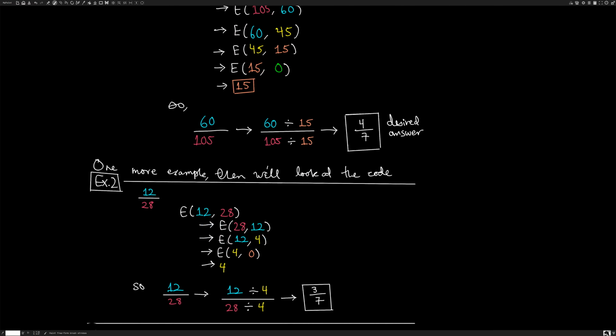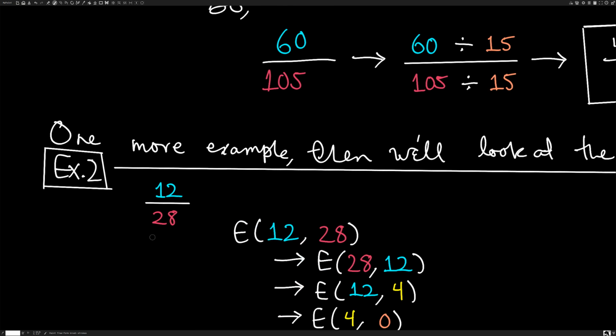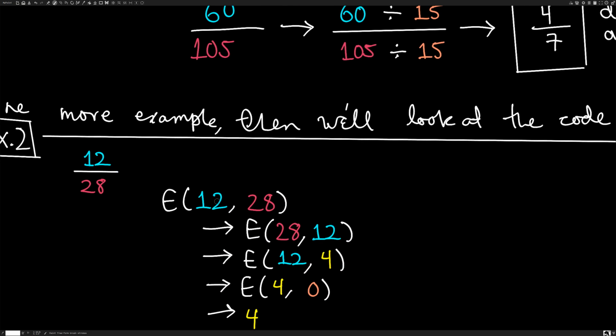Okay, one more example, then we're going to look at the code. So let's say we want to reduce 12 divided by 28. So we take the Euclid number of 12 and 28, which is the Euclid number of 28 and 12. We want to reverse that, which is the Euclid number of 12 and 4. So 28 is equal to 2 times 12 plus 4. So this is the Euclid number of 12 and 4.